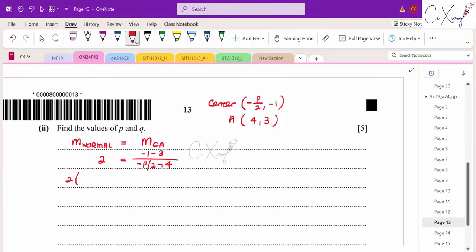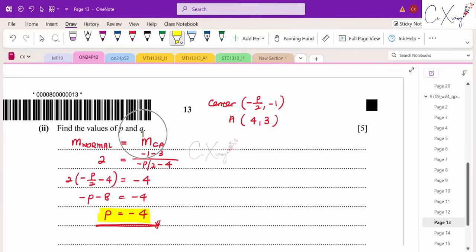Okay, so I try to solve this equation. By right, you see that it is not hard for you to get the value of p, right? So simplify the equation here. You'll have negative p minus 8 equals negative 4. So your p is equal to negative 4. Okay, so this is how you get the value of p.